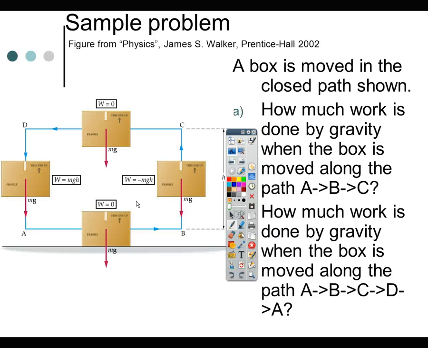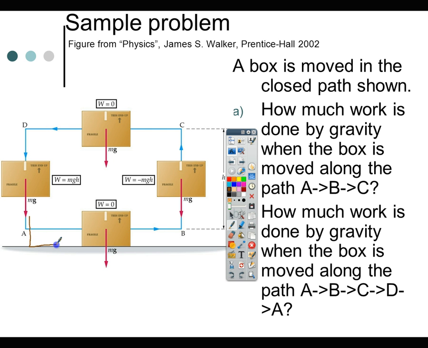Alright, here's our first sample problem. In this problem it says a box is moved in the closed path shown. How much work is done by gravity when the box is moved along the path A, B, and C? This one's a little bit confusing because they don't do a very good job of explaining this diagram, so I'm going to help you a little bit.